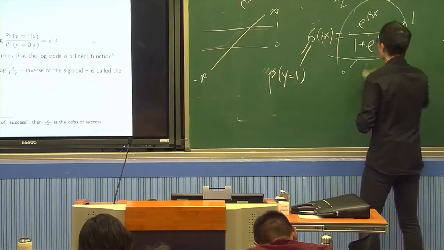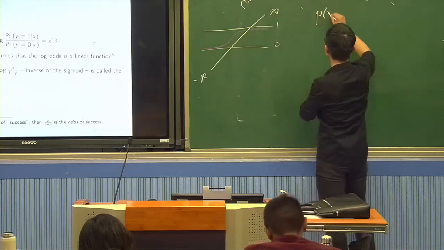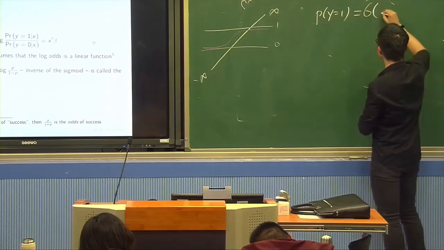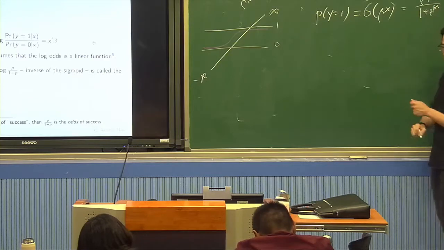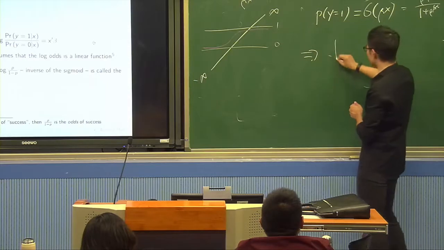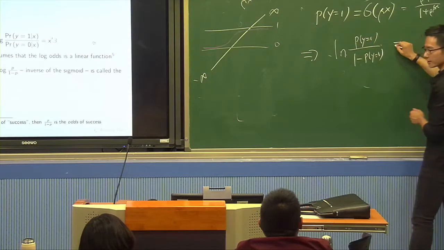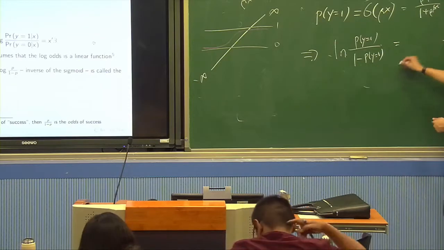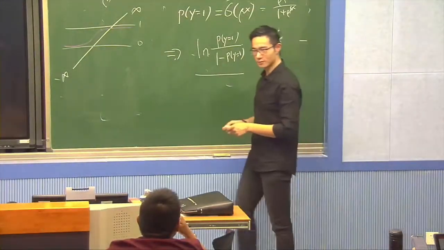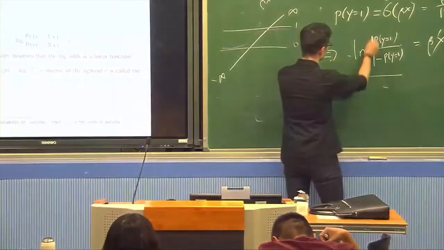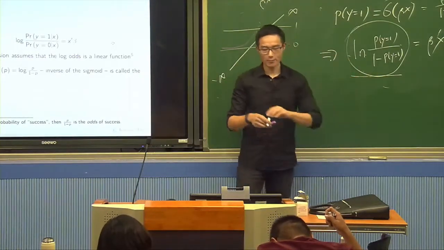Now, once we define it this way, I can turn it into a form maybe you are more familiar with. If the probability of y equal to 1 is equal to sigmoid beta x, which is e to the beta x over 1 plus e to the beta x, then I can write it this way: the log of p(y=1) divided by 1 minus p(y=1) is equal to beta x. So this now has a linear form. What is this called? It's a very simple name, the log odds. So the log odds of y equal to 1 is now a beta x function.